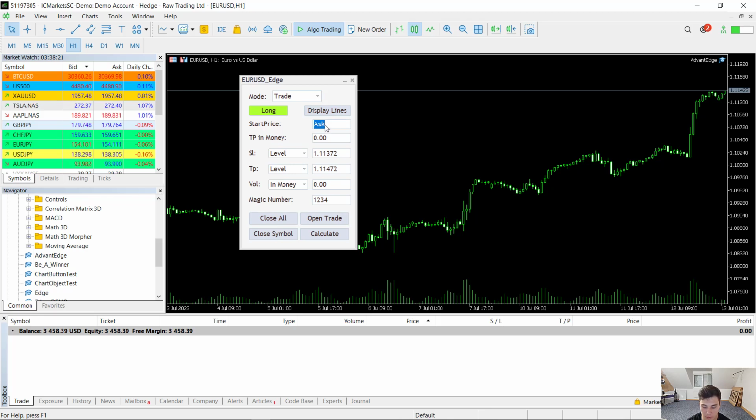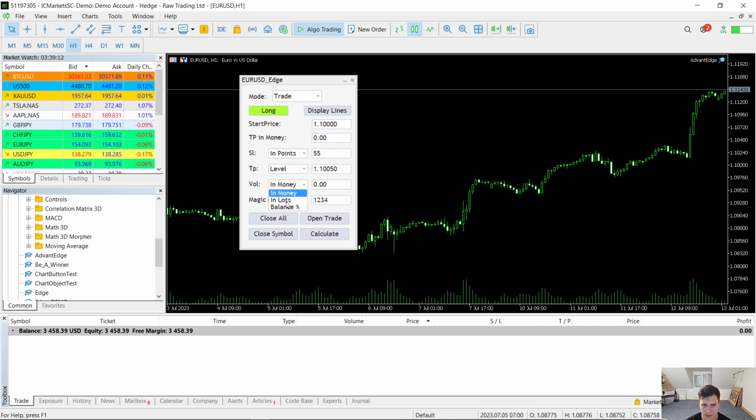First, with the start price, you can enter your price where you want to trade. It can be the bid or the ask level, or it can be any level which you want. As you can see, the stop loss can be selected right here as a level, or in percentage, or in points. Same goes for the take profit parameter. The volume parameter can be selected in monetary amount, in lots, or in the percentage of the balance.